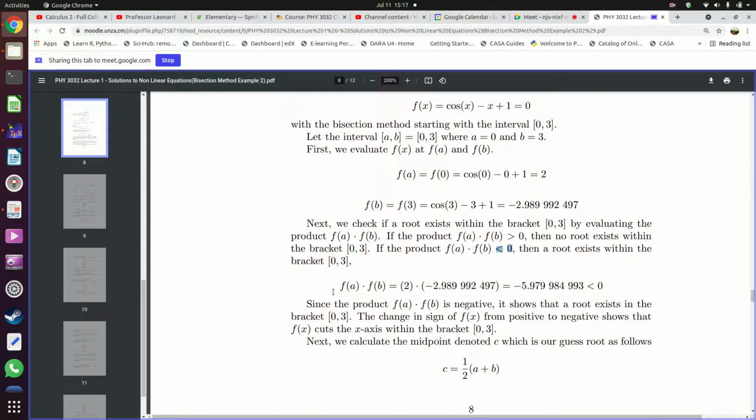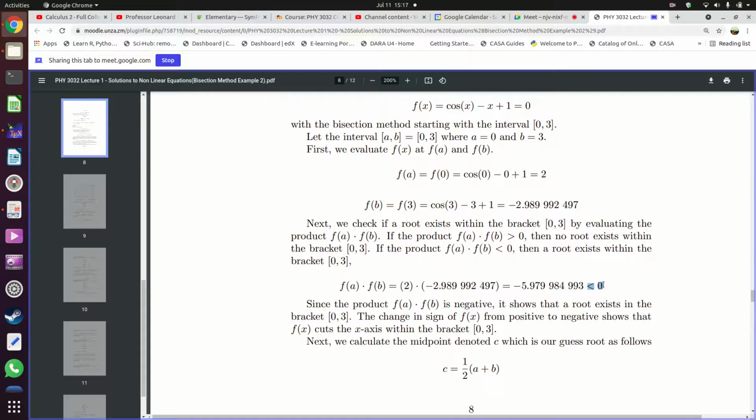Okay, so we multiply f of A. F of A is 2, then f of B is this value here, minus 2.989 something, which is very close to 3. So you end up having f of A times f of B, which is going to be 2 times minus 2.989992497. This is going to give you minus 5.979984993. This product which you have here is negative, meaning that it's less than 0.